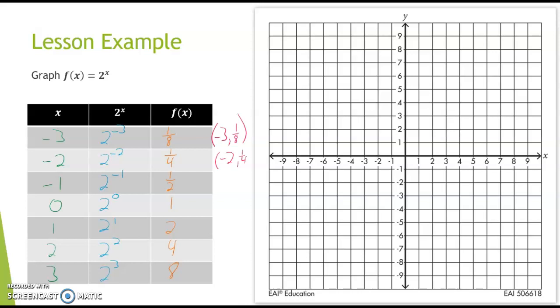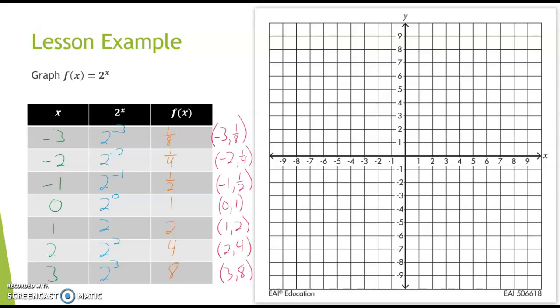-2, 1/4. -1, 1/2. 0, 1. 1, 2. 2, 4. And then 3, 8. So all of these points exist on our graph. So I'm just going to plot these really quick. And when there's fractions, just estimate. You're never going to get them perfectly on there, totally fine.